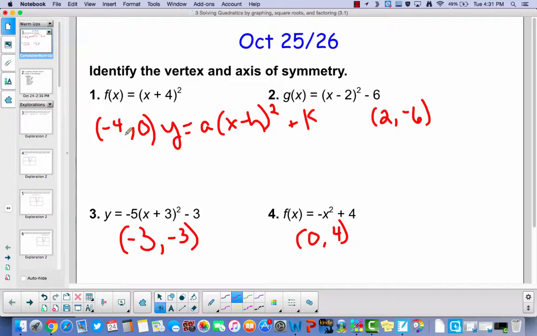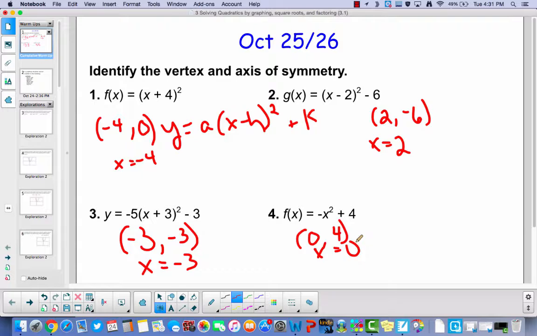Axis of symmetry, remember, is simply the x value. So x equals -4. X equals 2. X equals -3. X equals 0.